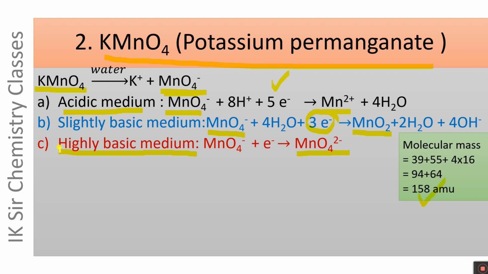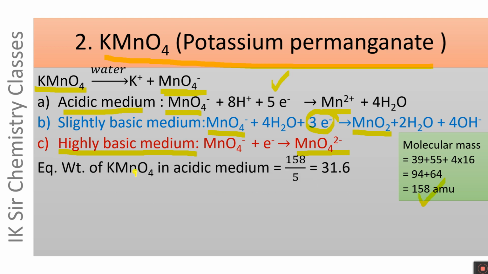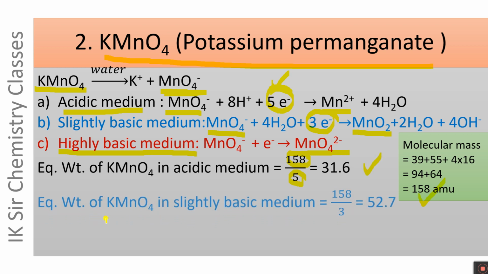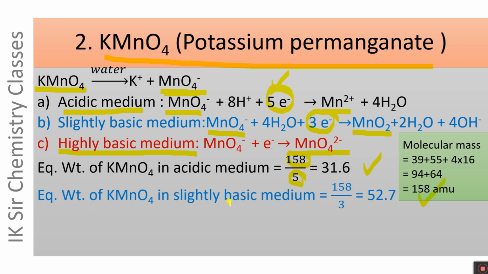First of all, in the acidic medium, equivalent weight of KMnO4 is 158, molecular mass, divided by number of electrons gained by one molecule, that is 5, and it is 31.6. Equivalent weight of KMnO4 in slightly basic medium is equal to molecular mass divided by number of electrons gained by one molecule, and it is 52.7.